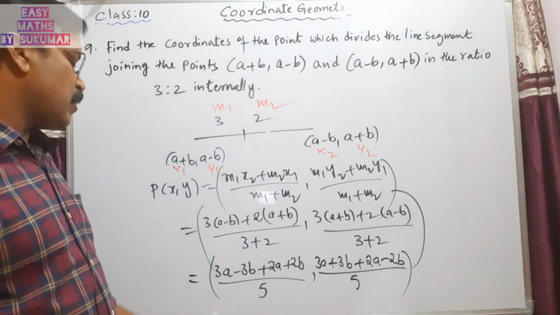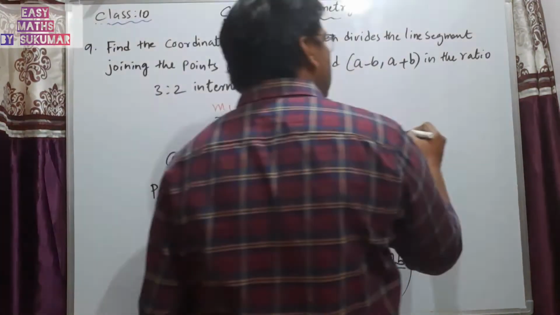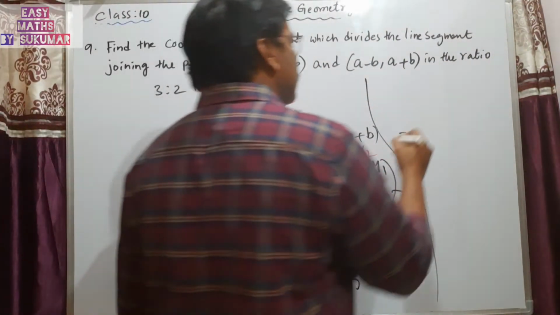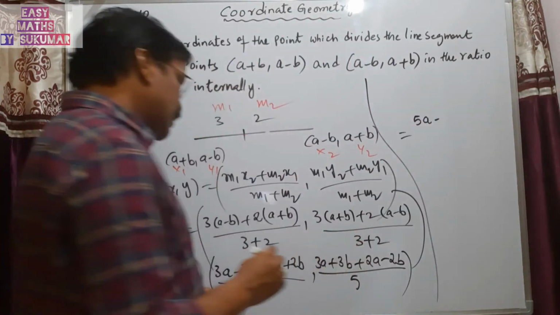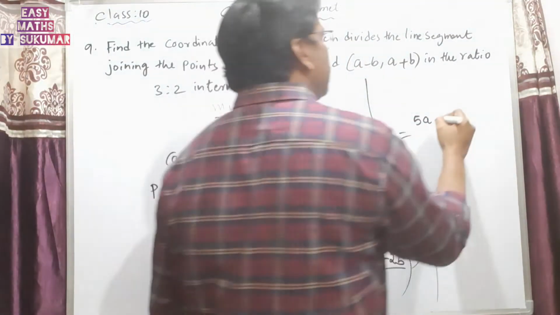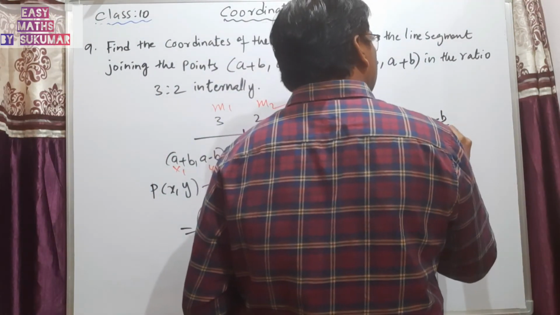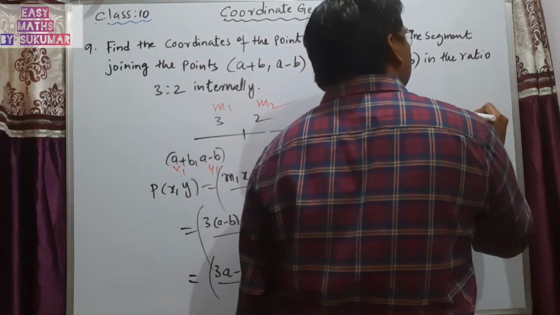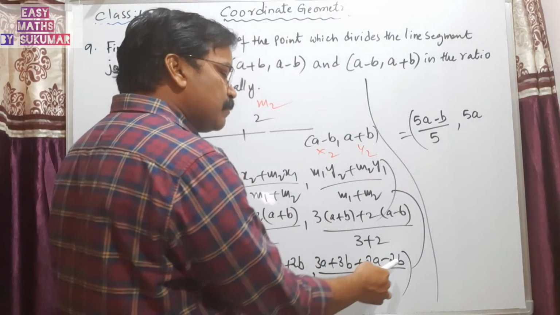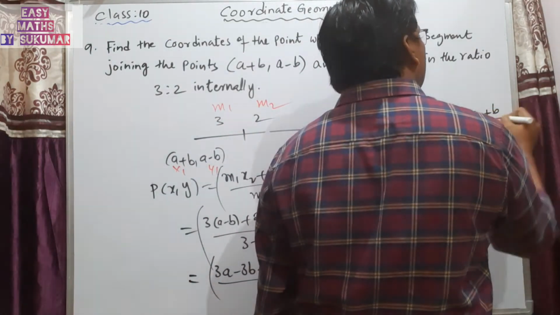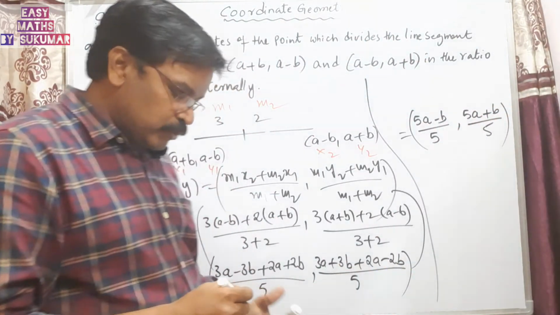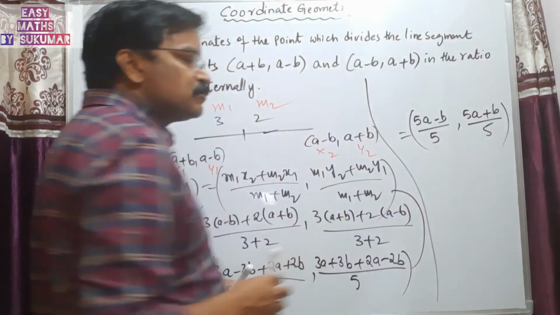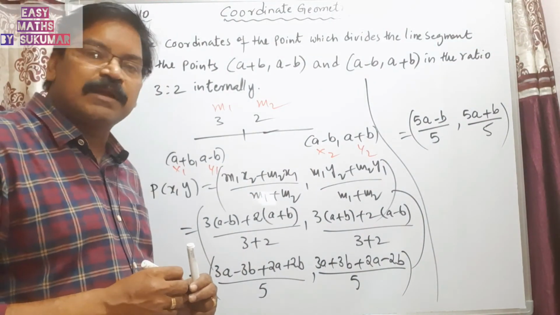Now let us simplify. This is equal to 3a plus 2a is 5a, minus 3b plus 2b is minus b, by 5, comma 3a plus 2a is 5a, plus 3b minus 2b is plus b, whole by 5. Therefore, my dear students, the coordinates of this point is (5a minus b) by 5 comma (5a plus b) by 5.